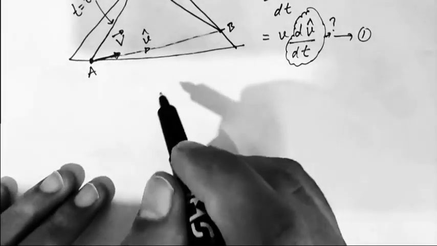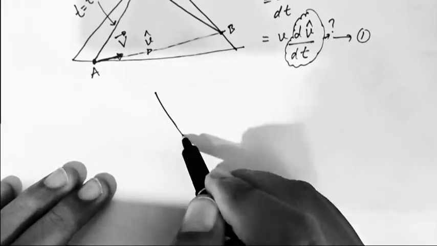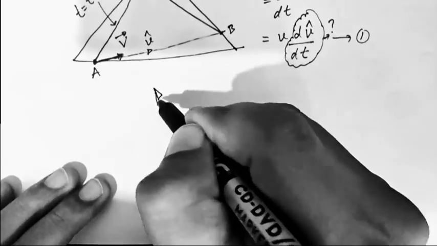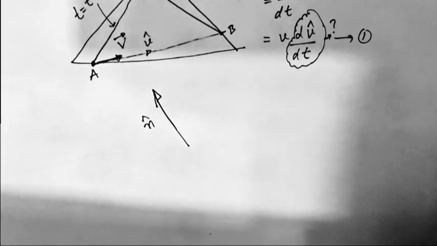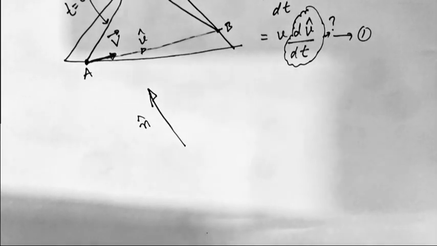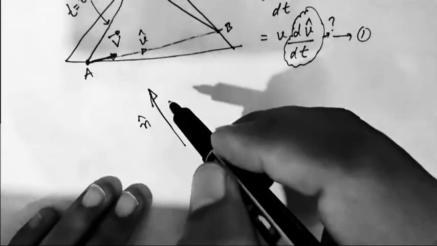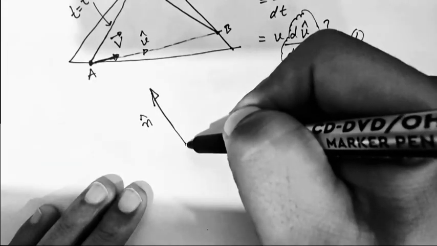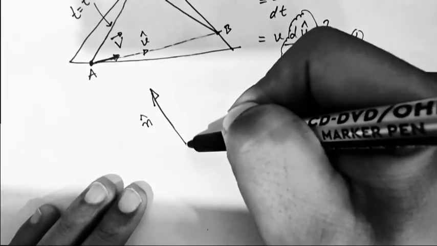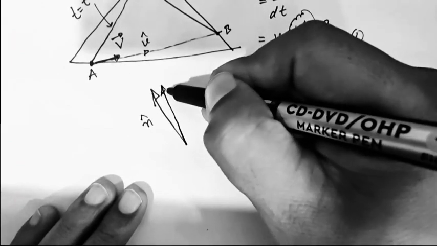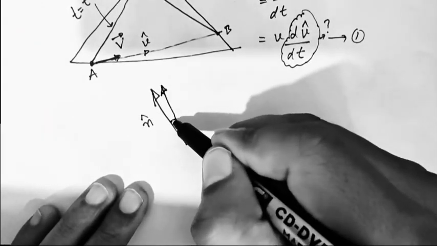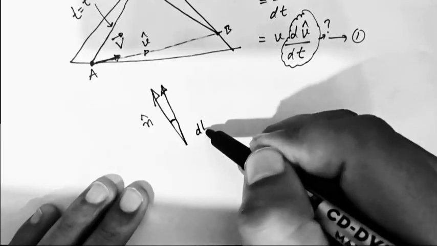Let us think of a unit vector n cap. Now you know that a unit vector's magnitude cannot change, right? Its magnitude is 1. So let's say this unit vector direction has changed from here to here. This is a very small change in a very small interval of time dt.